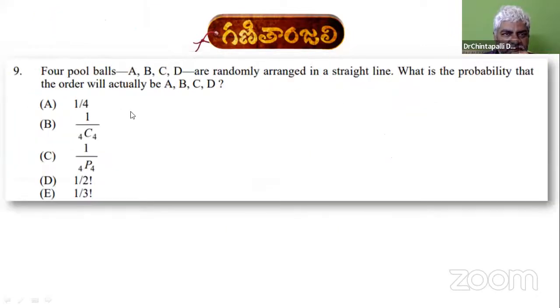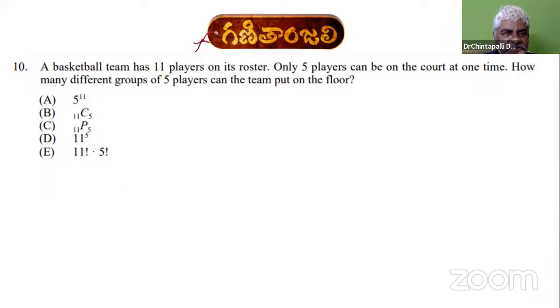Got it? Now, 4 pool balls A, B, C, D are randomly arranged in a straight line. What's the probability that the order will actually be A, B, C, D? We will discuss that after learning permutations. Let us see. Still, there are some more on combinations.